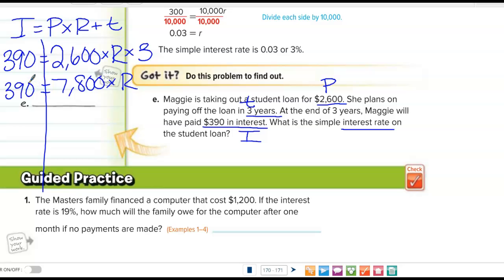Are my numbers on the same side or opposite? Opposite, so I do the opposite operation, which is division. I'm dividing by my number with the variable, which is 7,800. So I take my numerator divided by my denominator, and I get what, Shamira? 0.05. Am I done, Anthony?